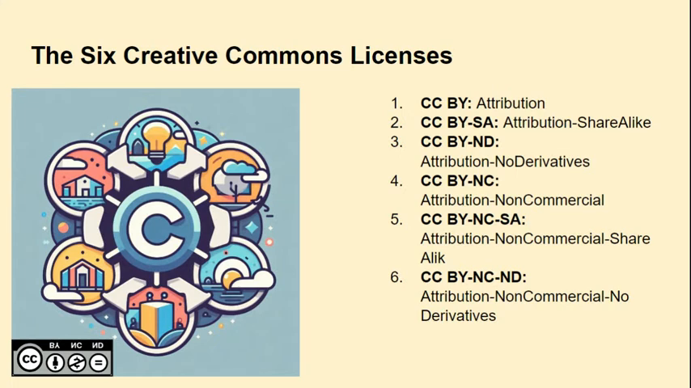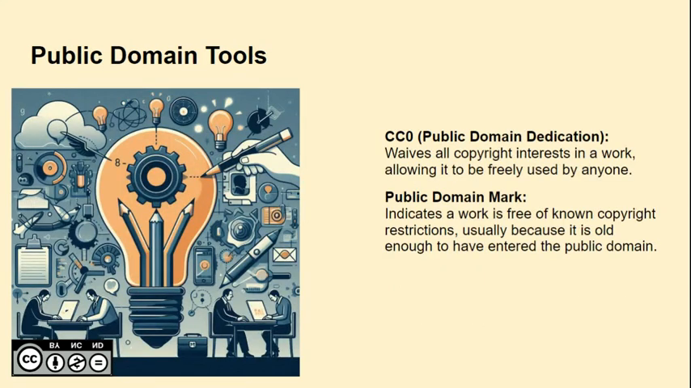CC BY NC allows non-commercial use with attribution. CC BY NC SA allows non-commercial use and adaptations under the same license. CC BY NC ND allows non-commercial use without adaptations. Creative Commons also provides public domain tools.